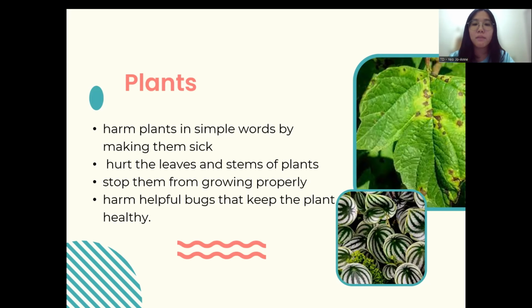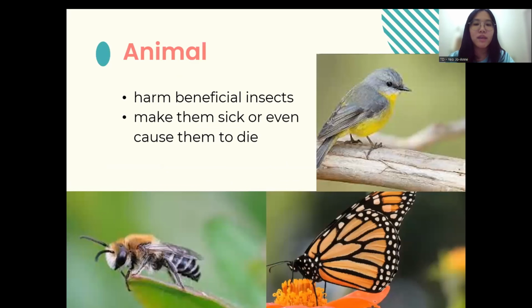Pesticides can hurt not only the pests, but also other non-target animals. For example, they can harm beneficial insects like bees, butterflies, and even birds. If these animals come into contact with pesticide, it can make them sick or even cause them to die.